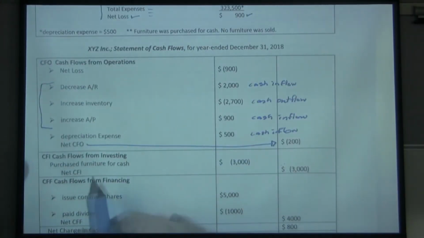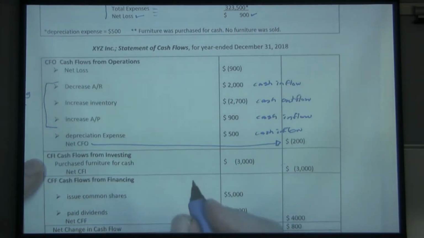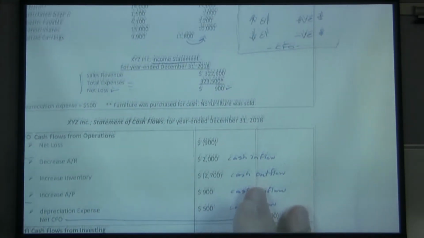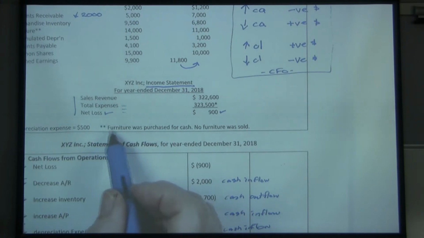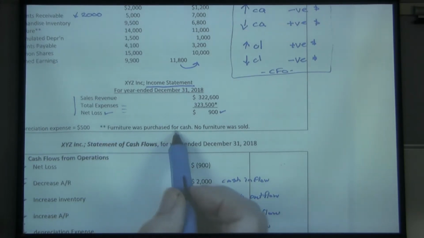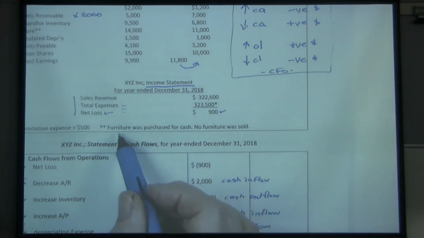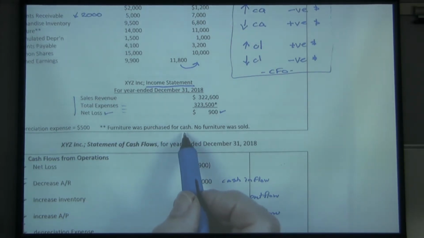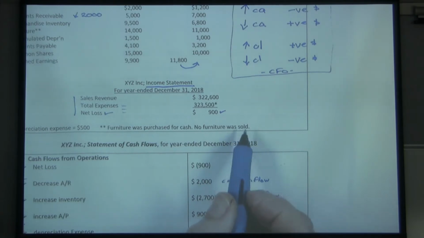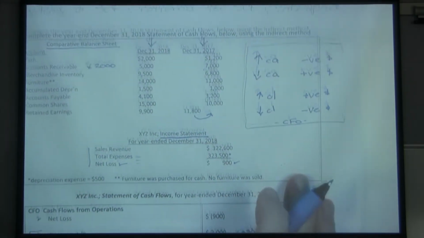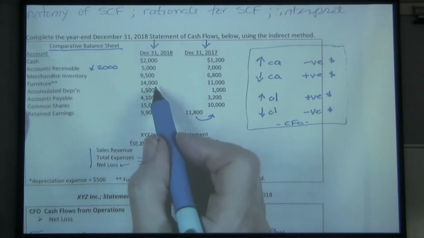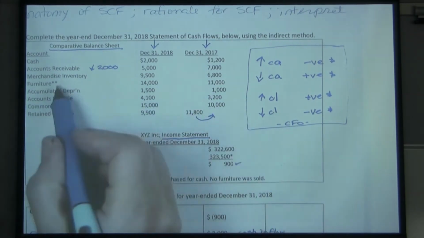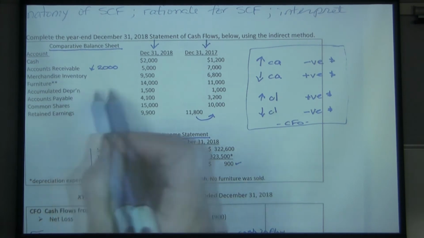Okay, so for our CFI section, we're only looking at PP&E. And what happened here was that, first of all, there's a little note here. It says furniture was purchased for cash. So we didn't buy the furniture with accounts payable because we're only recording changes in cash. No furniture was sold, which makes it easier. And we can look up here and see that for our furniture, we want to look at the cost. So we don't look at accumulated depreciation or net.